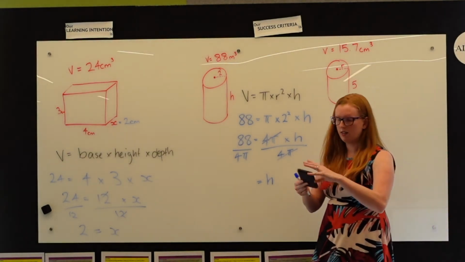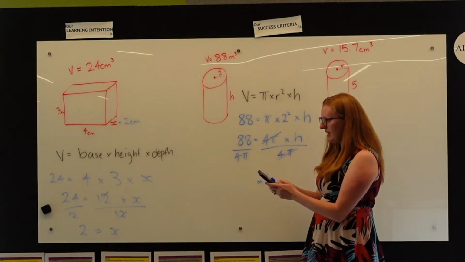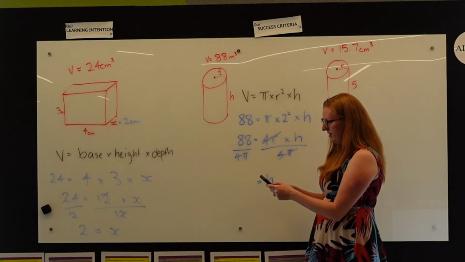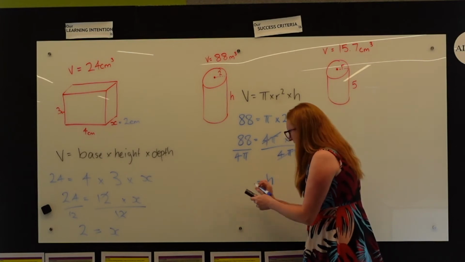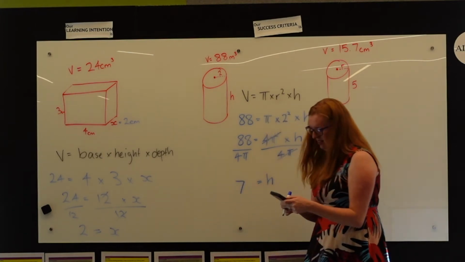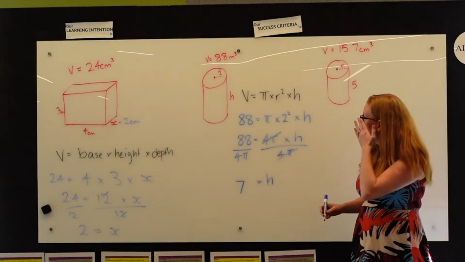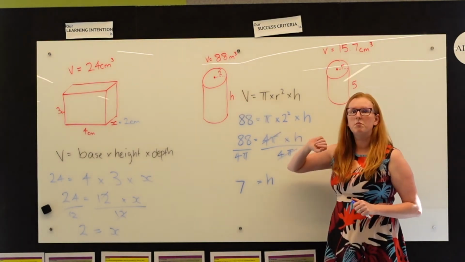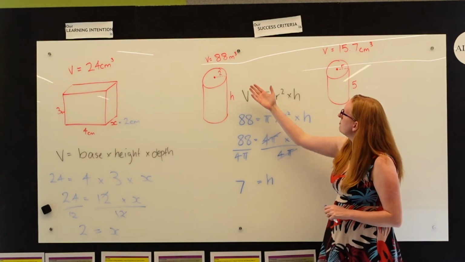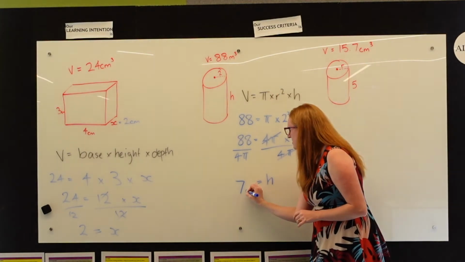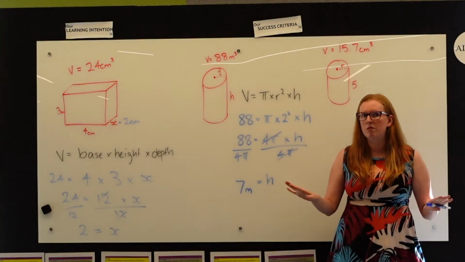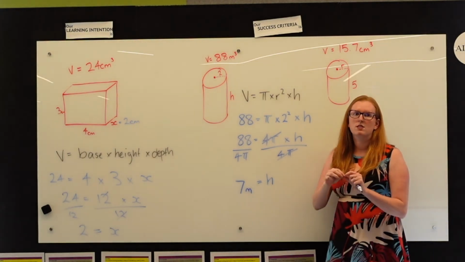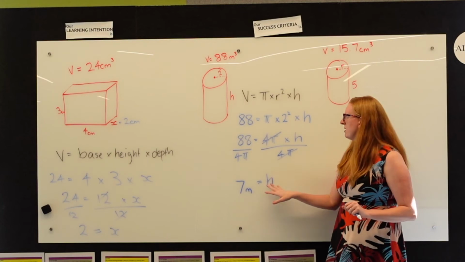So ye old faithful calculator, 88 divided by 4 pi. And I get 7. So the height of this particular shape, my cylinder, my height is 7, and it would be meters in this case. Again, it's not going to be meters squared or meters cubed, it's just going to be straight up meters because it's only one length that I'm talking about.